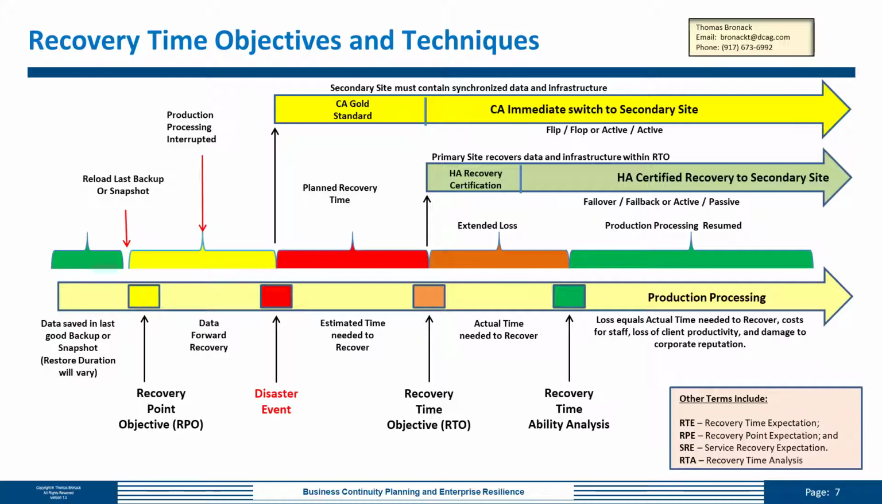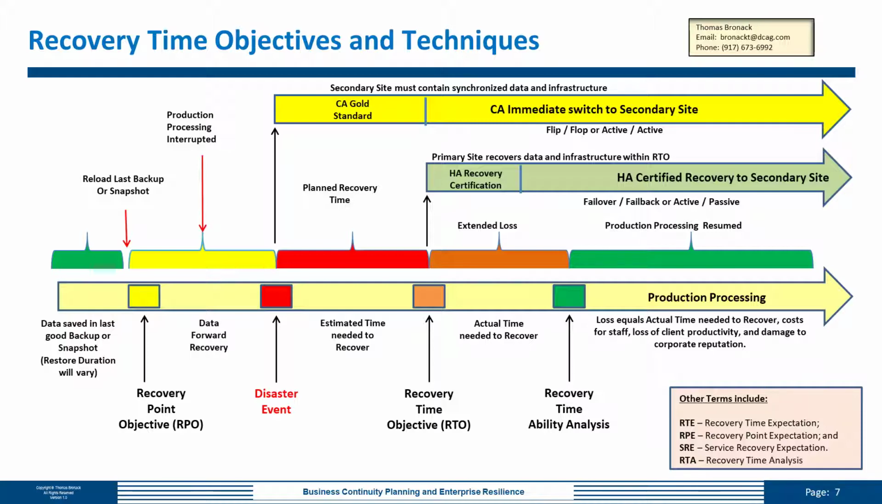The bottom line represents production processing. The second line from the bottom illustrates what is happening prior to and during a disaster event. The third line up illustrates how high availability recovery is achieved, and the top line illustrates how continuous availability is performed. Below the bottom line are the timing issues that must be calculated when performing a business impact analysis, and they include recovery point objective, disaster event, recovery time objective, and recovery time analysis. Other recovery terms are defined in the lower right-hand corner of the graphic.